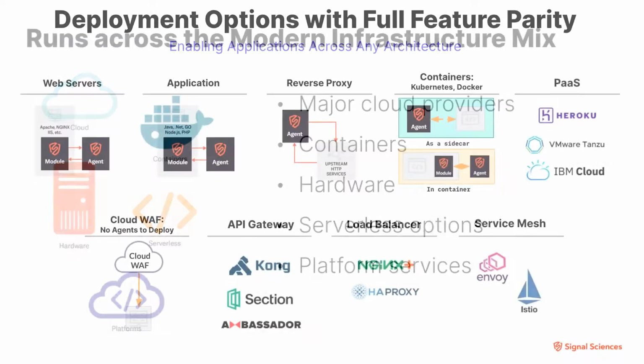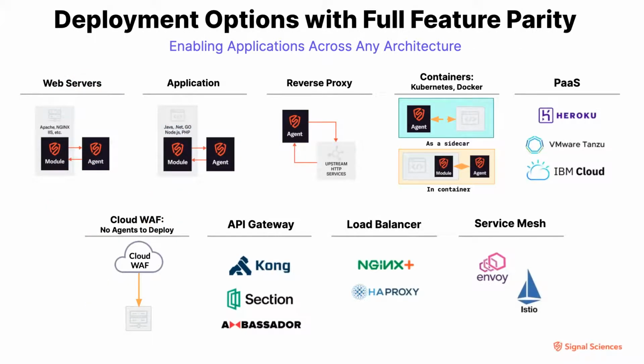Signal Sciences integrates natively with the Ambassador Edge Stack, which is a cloud-native API gateway and ingress controller for Kubernetes that's built upon an Envoy proxy. The Signal Sciences agent can be installed as a sidecar into each pod, which allows you to scale with the application. Depending on your use case, the Signal Sciences agent can be deployed as a service for some specialized needs.